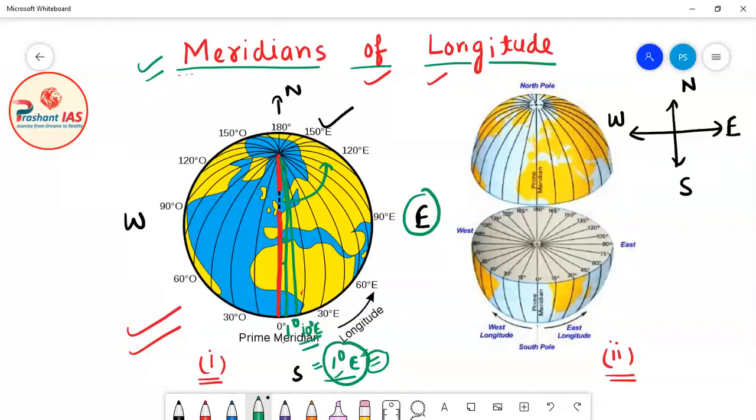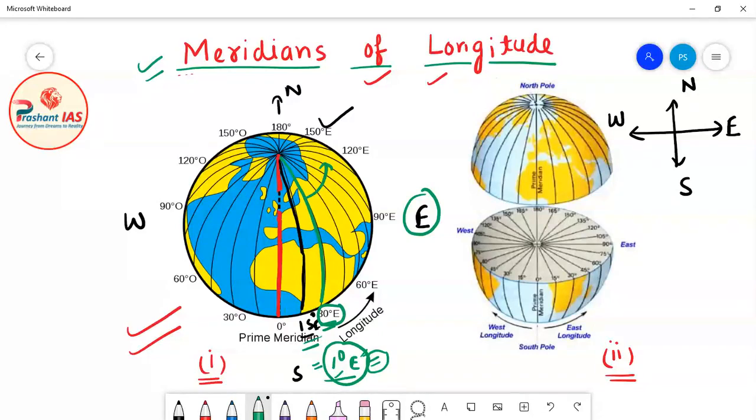Okay, so in this diagram some of the meridians of longitude are depicted, so you can see them. For example friends, this first black line represents the 15 degree east meridian of longitude. Now this line which I am highlighting here in green color represents the 30 degree east meridian of longitude. And what is the meaning of the 30 degree east meridian of longitude?